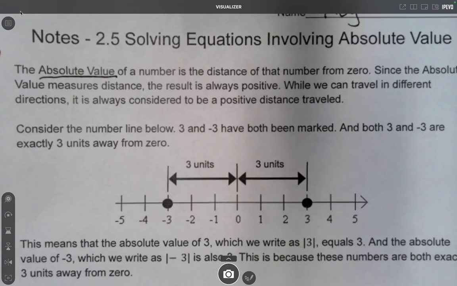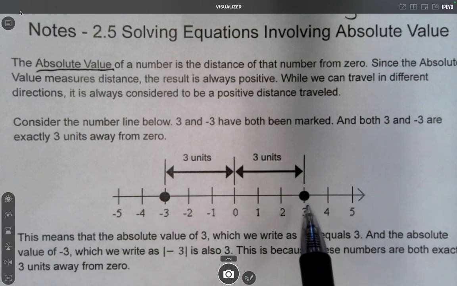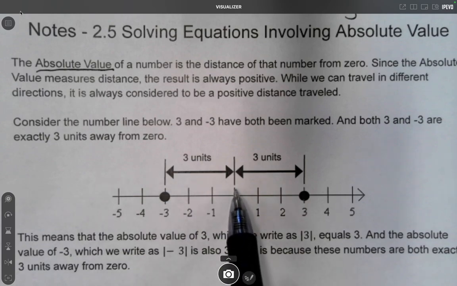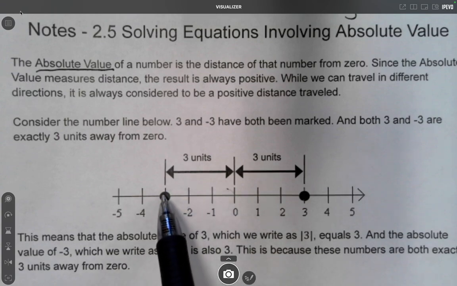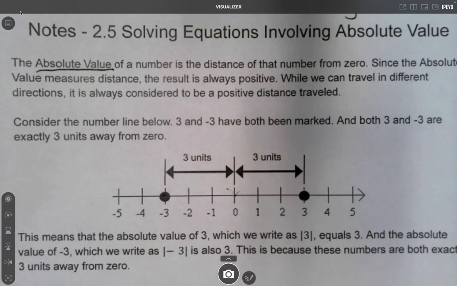So if you look at this number line below, if we wanted to know the absolute value of -3 and +3, both of them have an absolute value of 3 because both of them are 3 units away from 0. To get from 0 to -3, I have to go 1, 2, 3 steps. To get from 0 to 3, I go 1, 2, 3 steps.